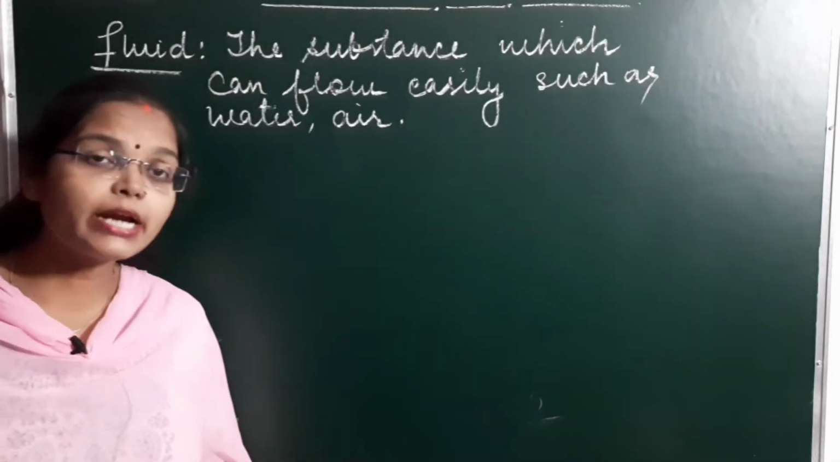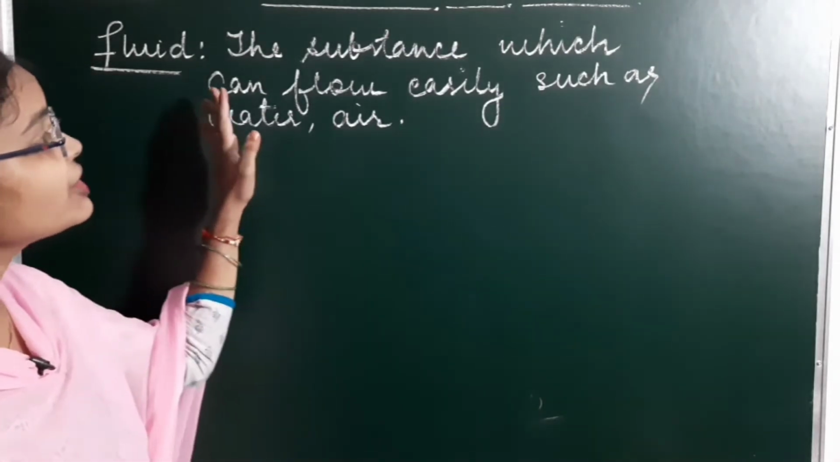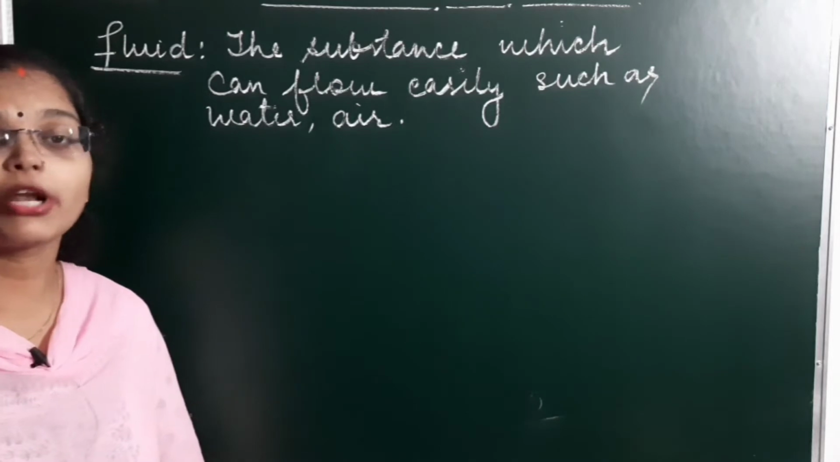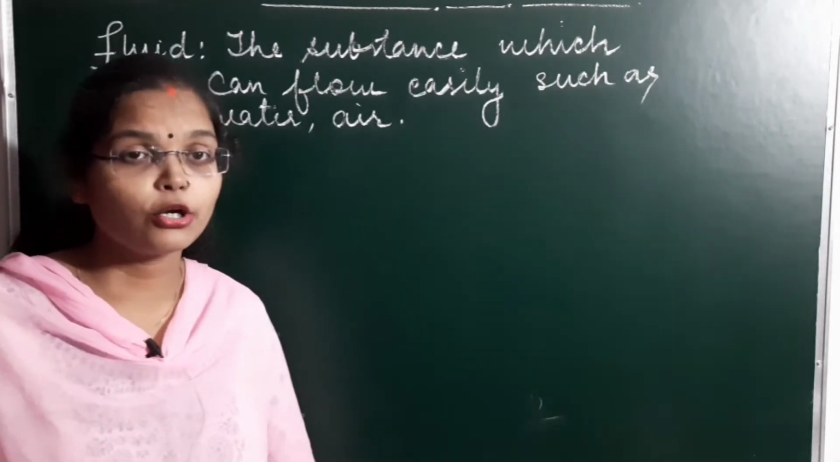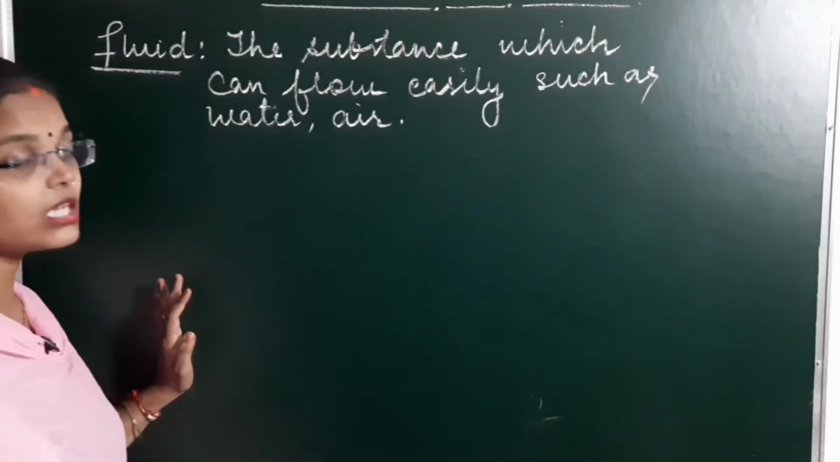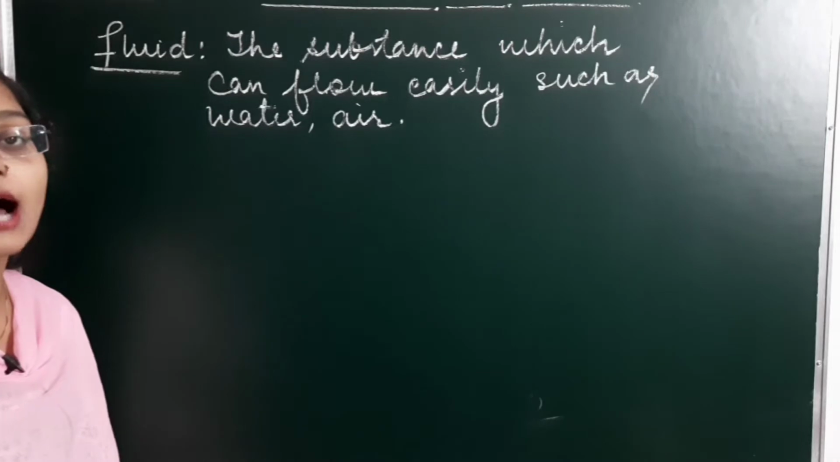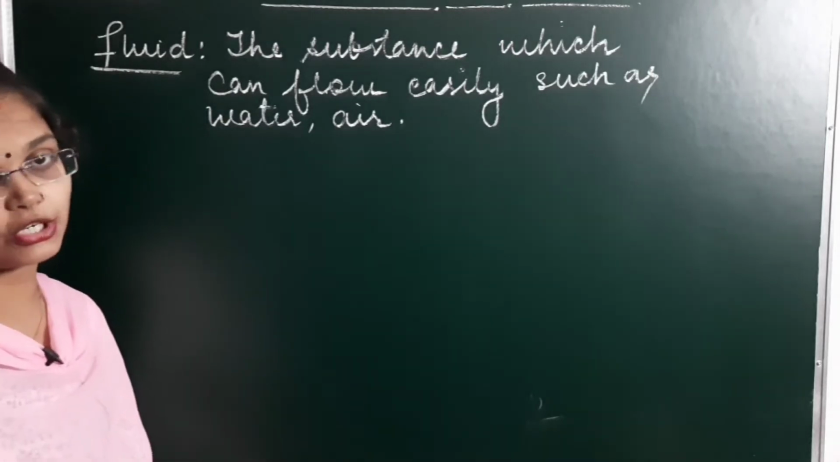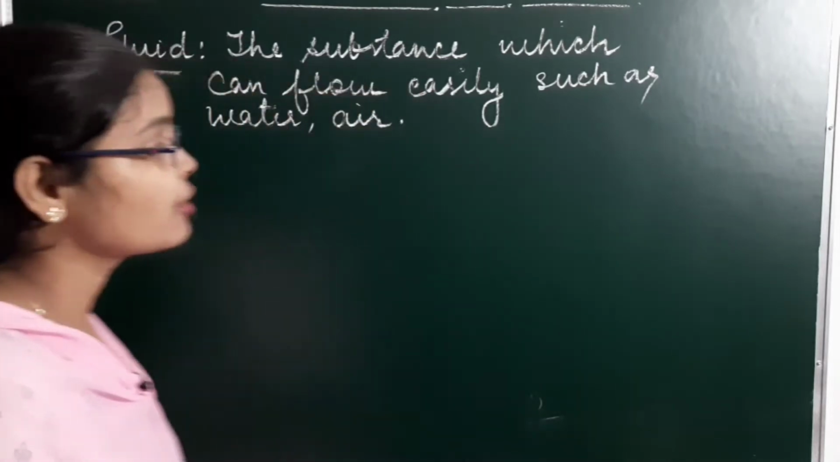So firstly, understand what is fluid. Fluid is something which can flow easily, for example, liquid, water and air. So one by one we will see how the liquid exerts pressure and how air exerts pressure. So first is how liquid exerts pressure.